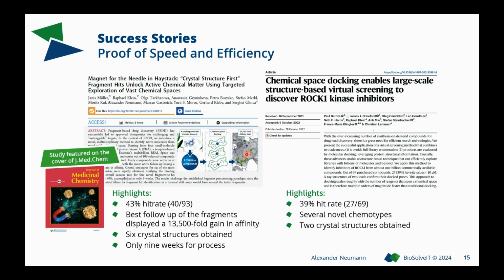The highlights of both studies are basically good hit rates and very fast follow-up. From starting the chemical space docking approach up until receiving X-ray crystal structures takes only 9 weeks in our case. There was almost a 14,000-fold gain in affinity in this study, whereas in this study we discovered several novel chemotypes, I think 7 or 8, and also 2 crystal structures were obtained, where here it was 6. So the approach works, right? We know what we do, and it's published science by now. Others have also accepted the fact that it's a nice method.